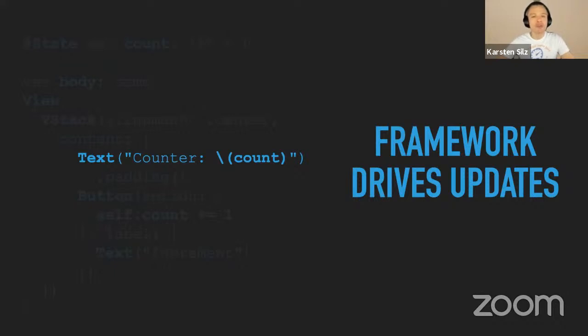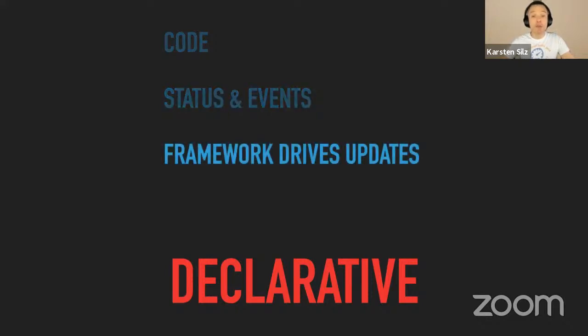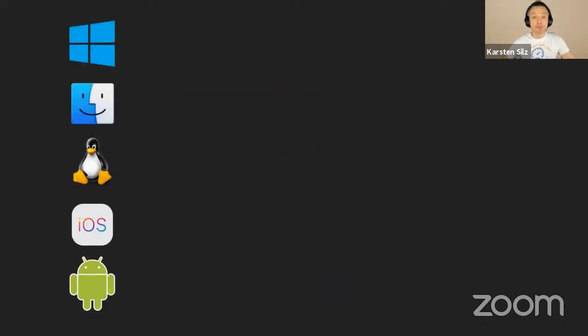All we can do is indirectly update the label by updating the state, and then the framework drives the update. So declarative means we build our UI as code. The components that we build have state and events built in, and our framework drives the updates. Now, why do I say it's state of the art?